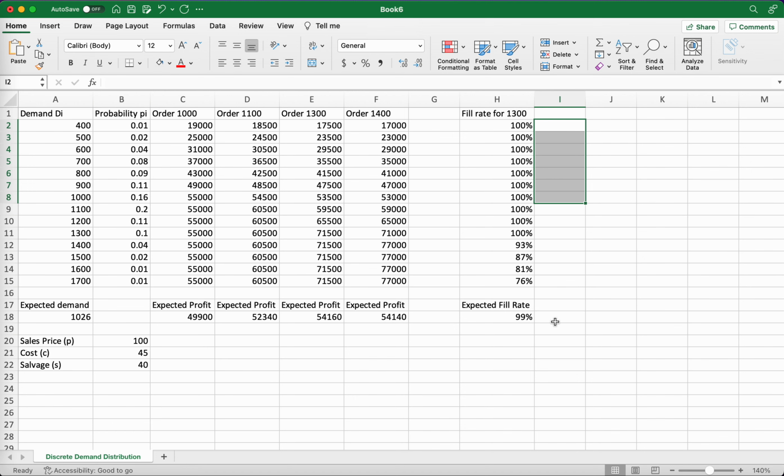Now, is there a better way of figuring out that ordering 1300 gives you the highest profit? To do that, we'll calculate the two costs that we talked about before, which are the cost of understocking and the cost of overstocking. Let's begin with overstocking.